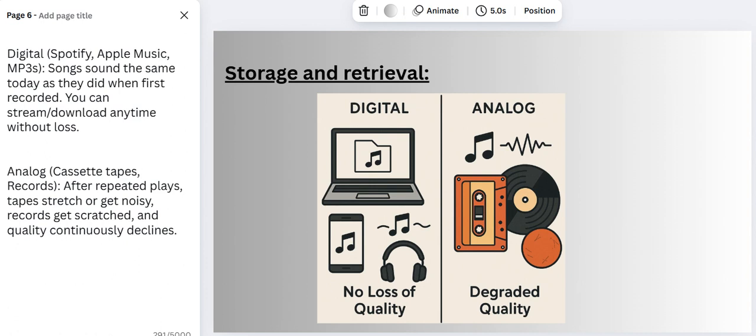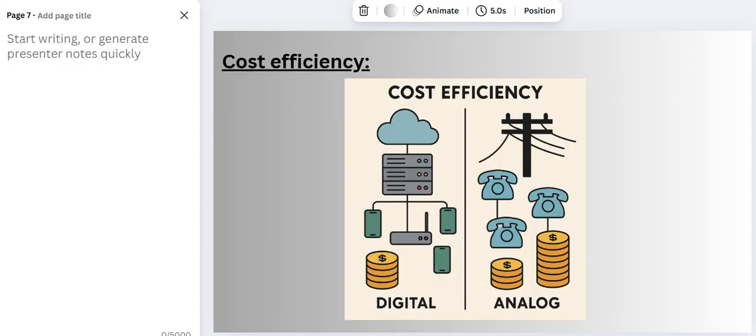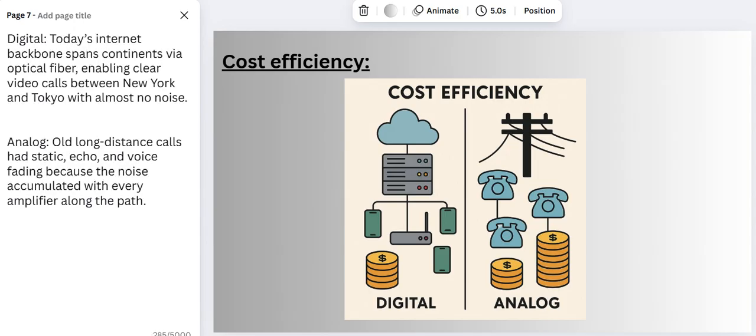Whereas with analog cassette tapes or records, after repeated plays, tapes stretch or get noisy. Records get scratched and the quality continuously declines. Another advantage is cost efficiency. Once the infrastructure is built, digital communication is cheaper, scalable, and more efficient than analog systems.